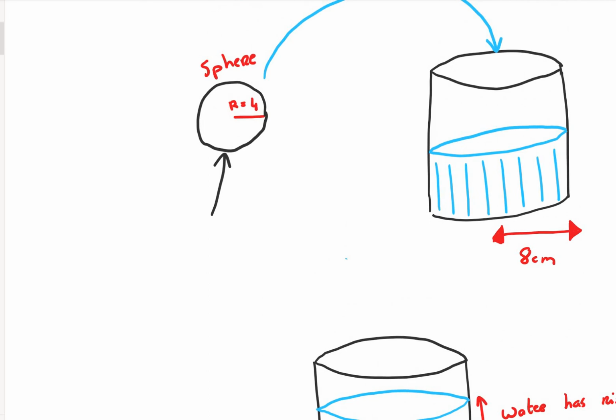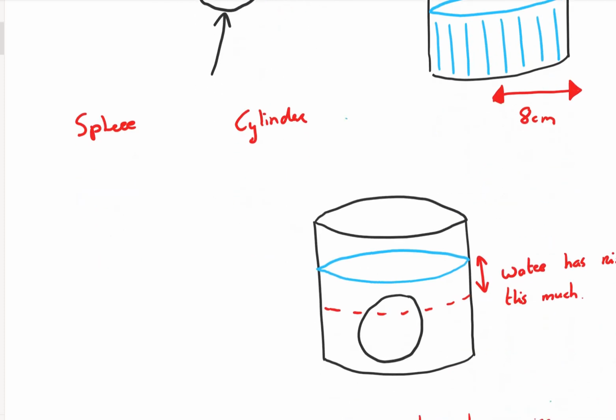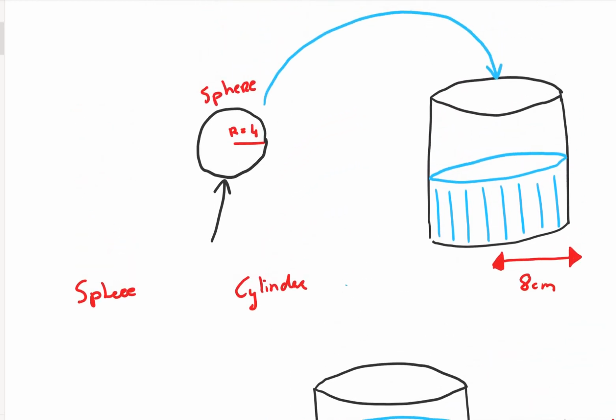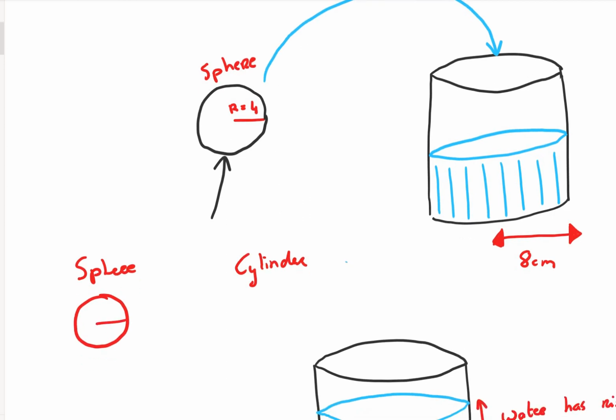So the first thing I'm going to do is find out the shapes I'm dealing with. So I'm dealing with a sphere, and I'm dealing with a cylinder. Why am I dealing with a cylinder? Well, because the shape of this is a cylinder, and therefore the shape that the water rises is a cylinder. Now I'm going to draw out what I have first. We don't have to do this, but it just makes it easier. So the sphere with radius 4.